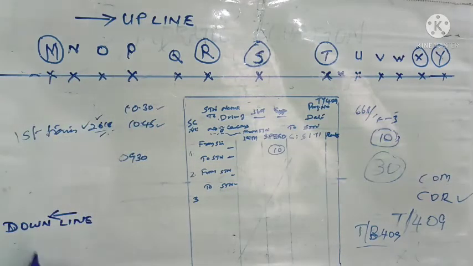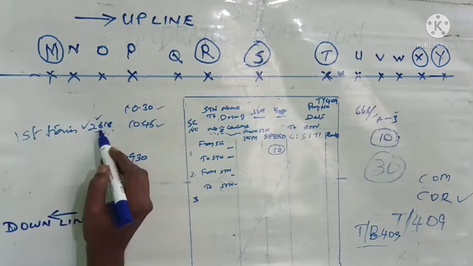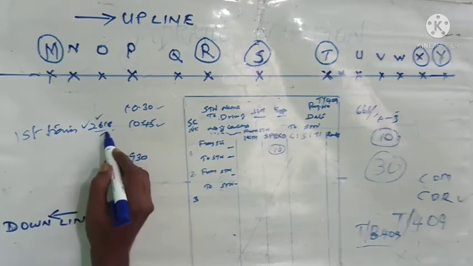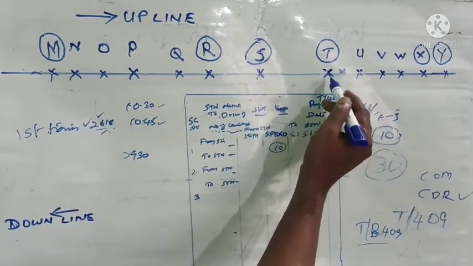Now let us come to M station. M station has issued caution to the first train 2618 and it is communicated to station T.